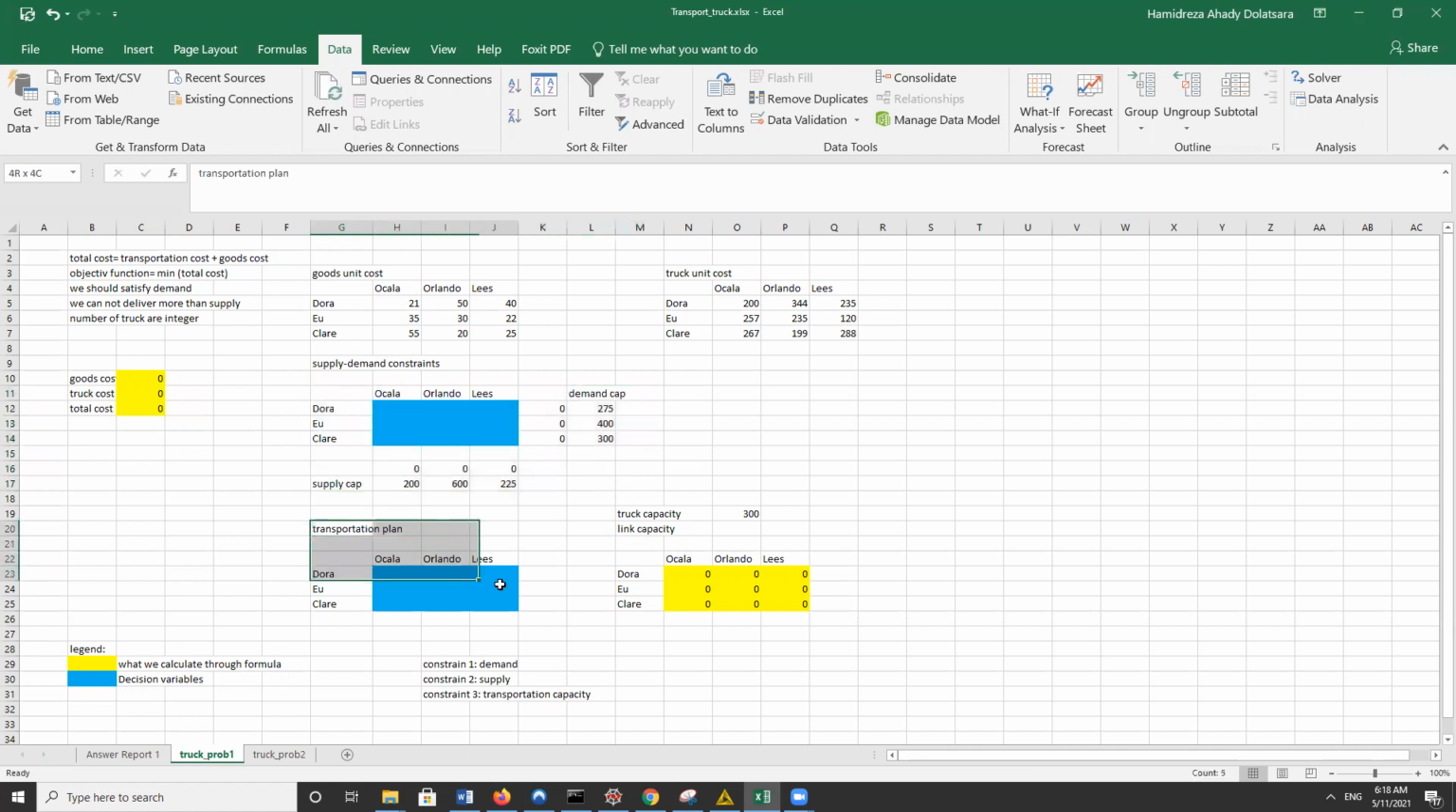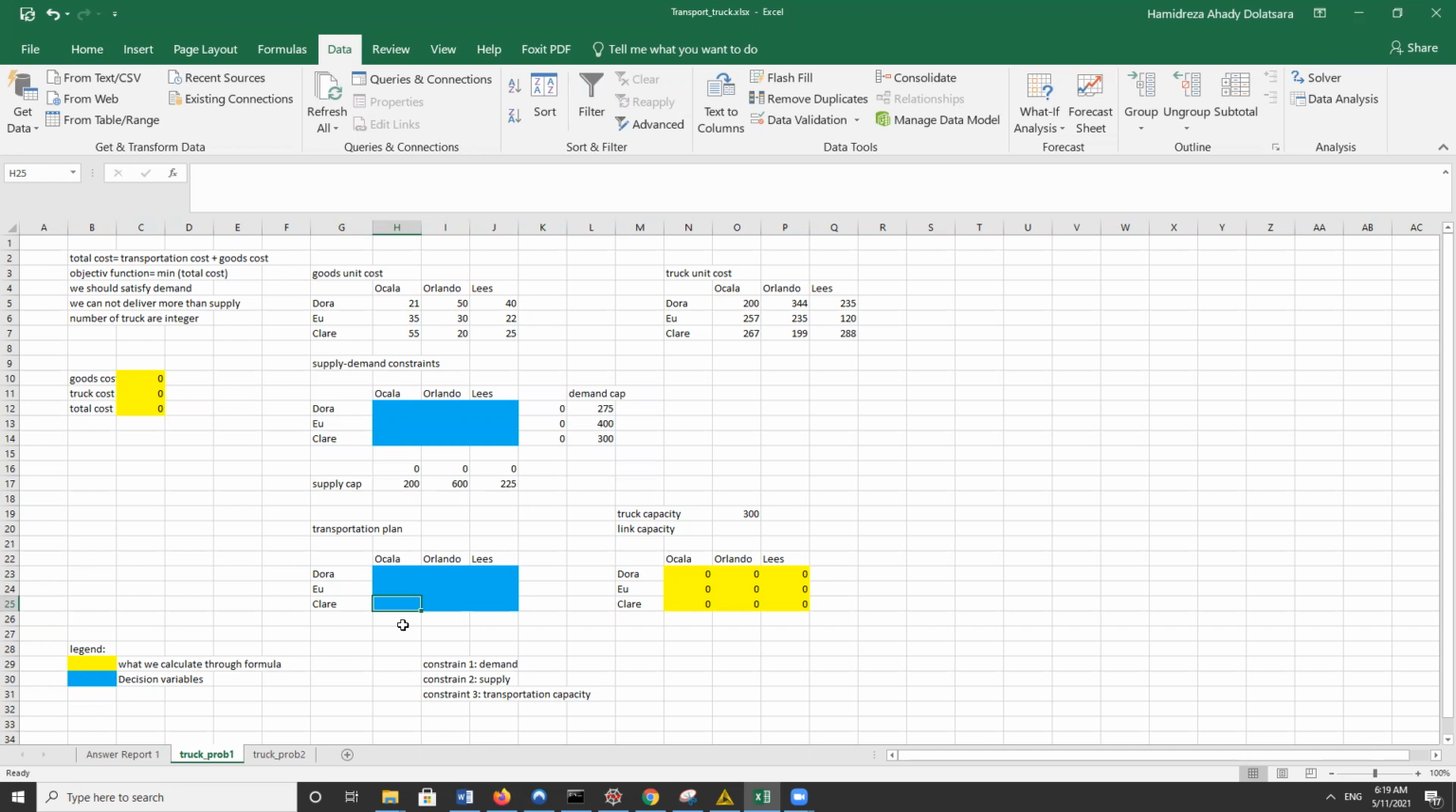Besides, I have a decision variable about my transportation, which truck I want to send from each supply node to demand nodes. For example, if Ocala has just 200 units, it doesn't make sense to send one truck to Ocala and one to Clare. Because the truck capacity is considered 300, why would I just put 100 on each truck and send to two different nodes? I would increase my transportation cost.